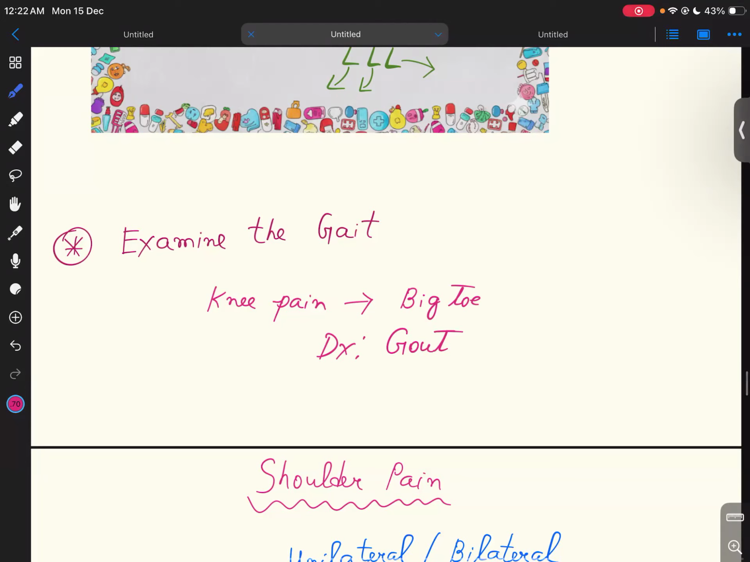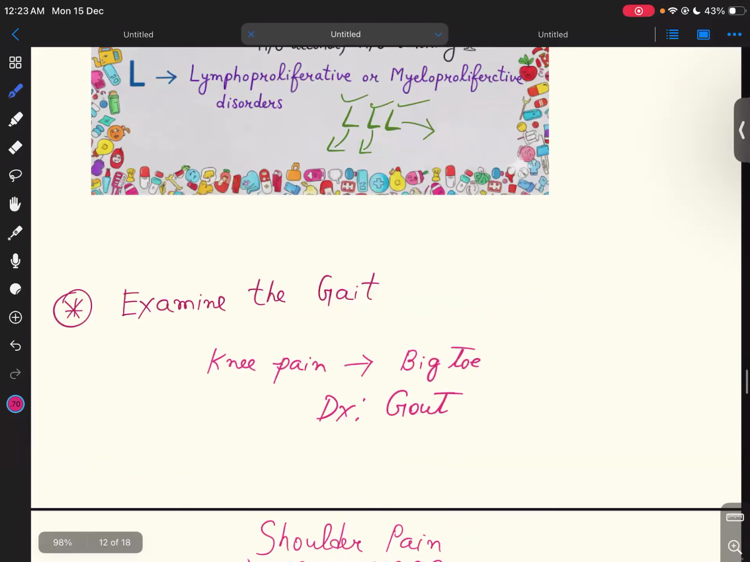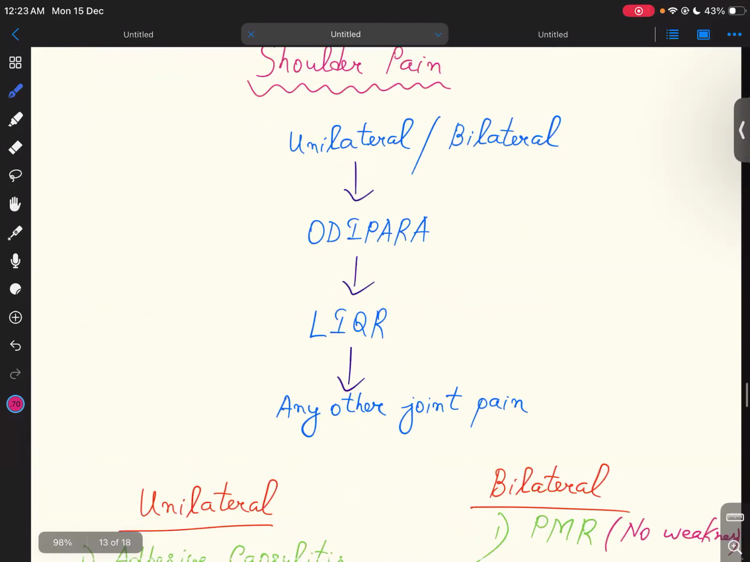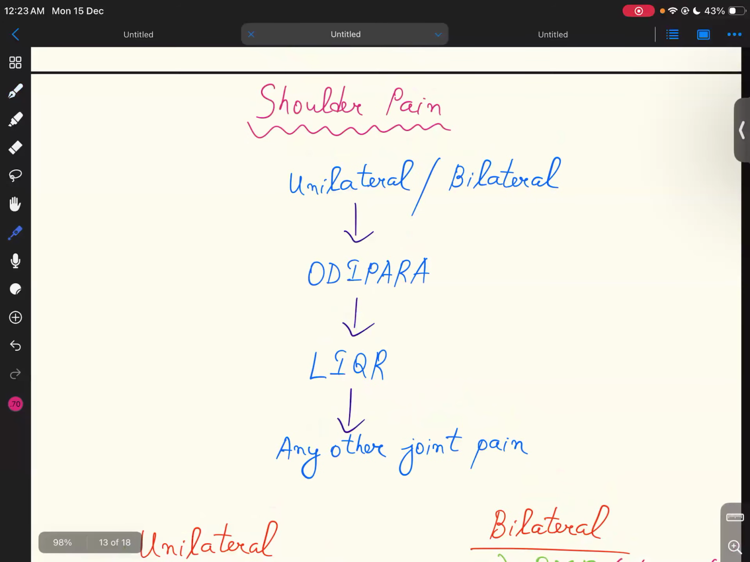I have just told you to keep some example. What is the importance of asking any other joint pain? So does anyone have any question from the prompt of shoulder pain?